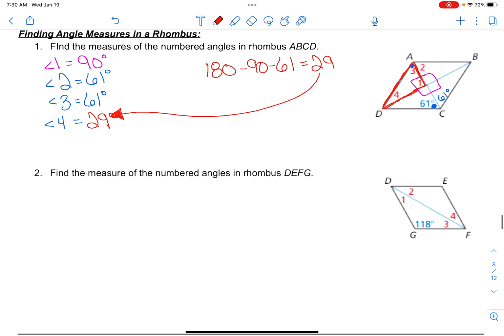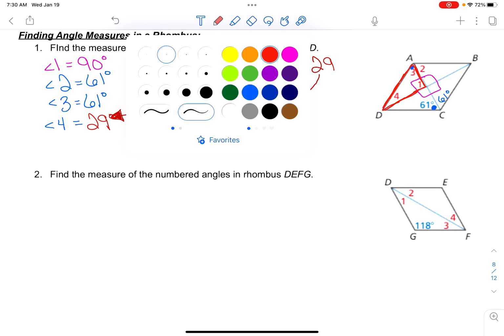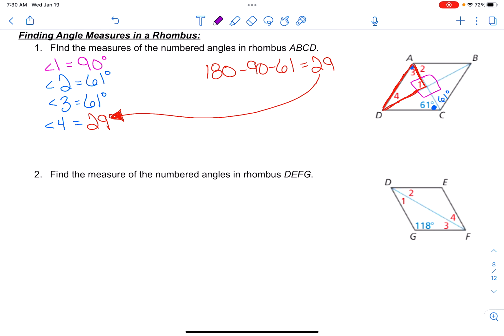All right, and our last one. Again, remember I'm kind of speeding through this, but you guys can always pause, rewind, go back, double check, and see how I did stuff. So last one again, it says find the measure of the numbered angles in the rhombus. If you guys want to pause for a second and try this one on your own before I work through it, that wouldn't be a bad idea.